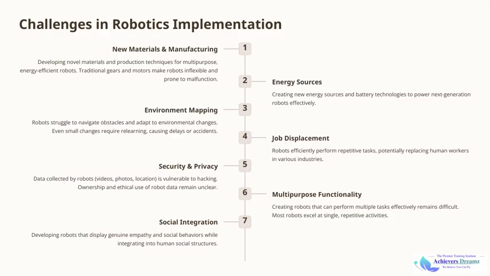Creating robots with multi-purpose functionality adds another layer of complexity. Most current robots excel at specific, repetitive tasks, but designing machines that can perform multiple functions effectively is still a tough nut to crack. Finally, social integration is an area where we face both technical and ethical challenges. Developing robots that can genuinely display empathy and social behaviors and can seamlessly integrate into human social structures is essential for their acceptance and usefulness in everyday life. All these challenges highlight how complex and multifaceted the journey toward advanced robotics truly is.